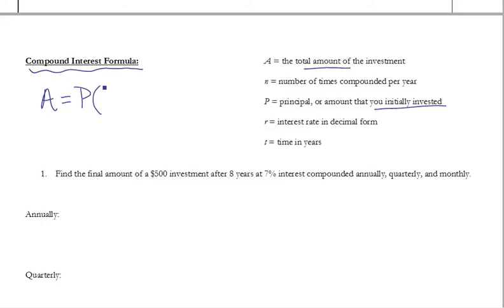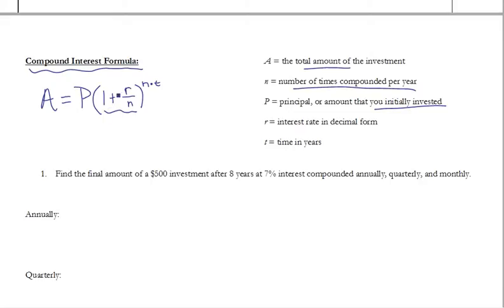So basically you have 1 plus your rate over n, and n is the number of times that your interest is compounded per year. And I'll explain that. And then to the power of the number of compounds, which is the number of years. So this is your multiplier here.